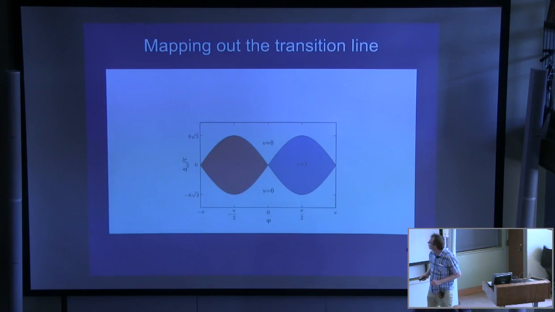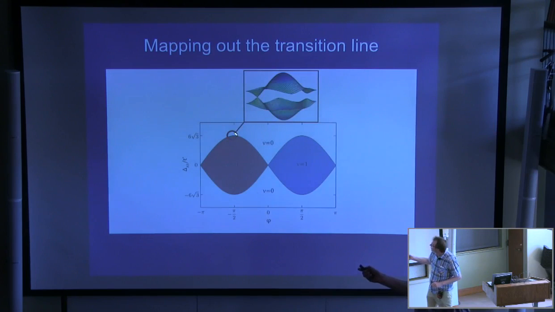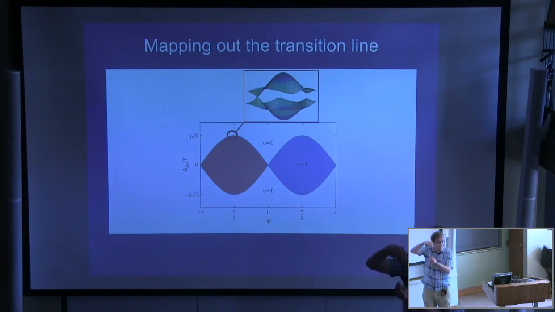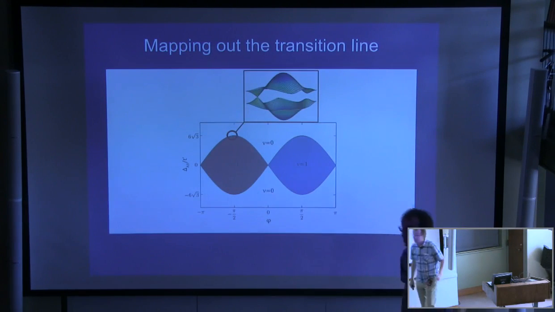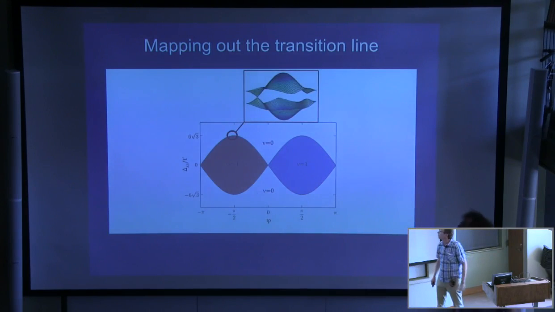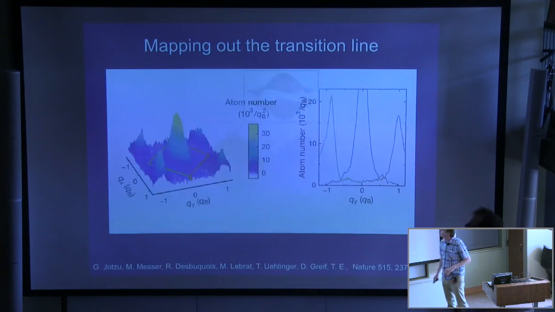And as I mentioned earlier, these are characterized by the fact that one of these Dirac points closes. So if one Dirac point closes, then you have this phase transition. And we can measure in the experiment where this point is, where one of the Dirac points closes. And we can do that again by this band mapping.